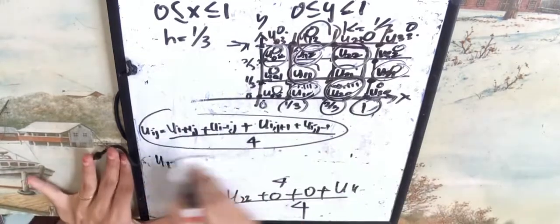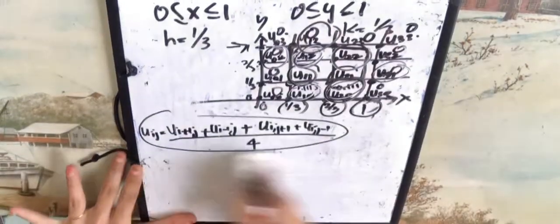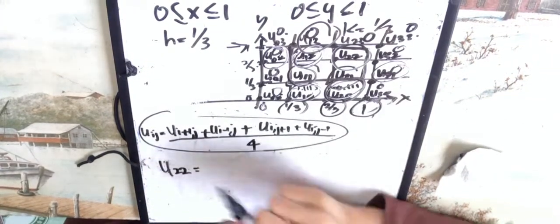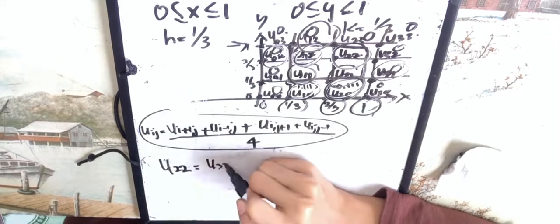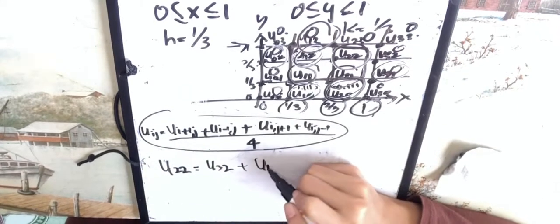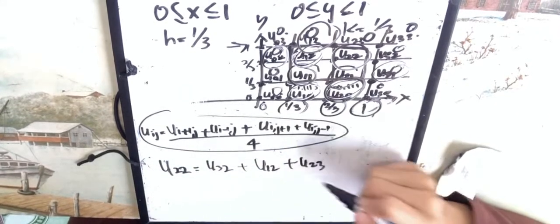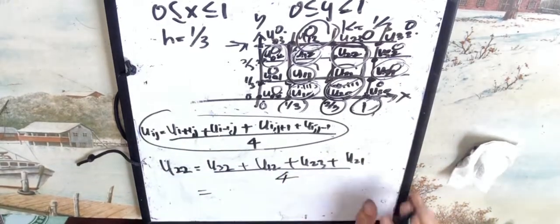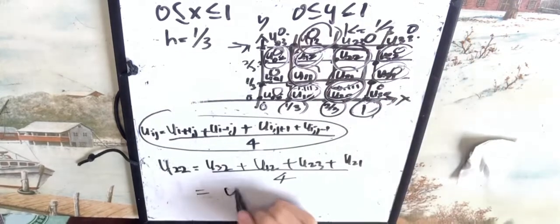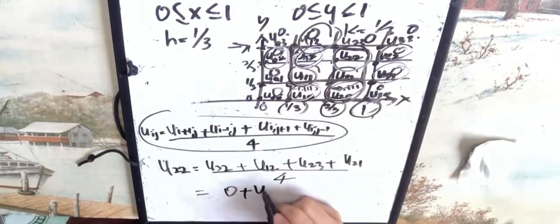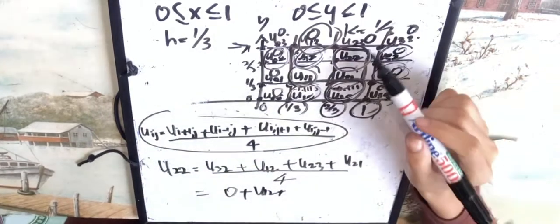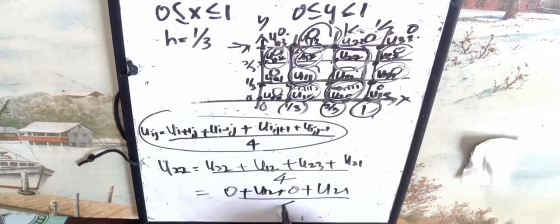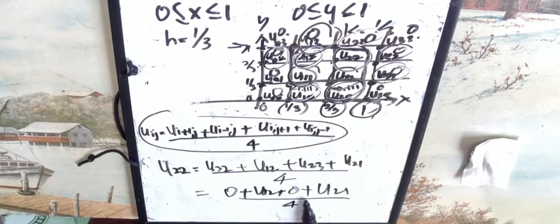So the last point, u22. So you have u32 plus u12 plus u23 plus u21, divided by 4. So u32 is equal to 0, u12 remains u12, u23 is 0, u21 remains u21. Divide by 4. So you have u12 plus u21 over 4.